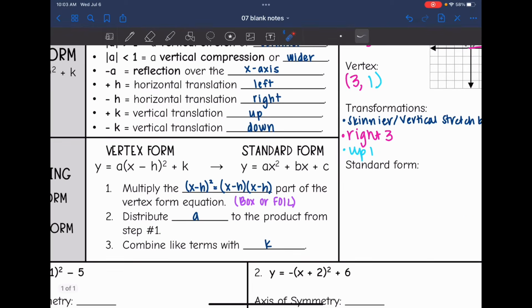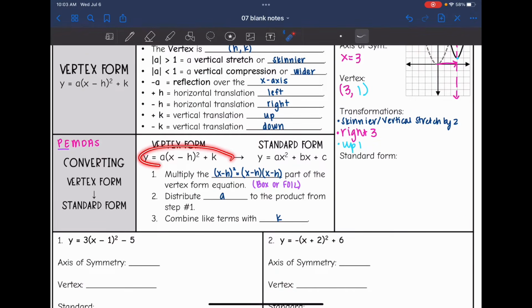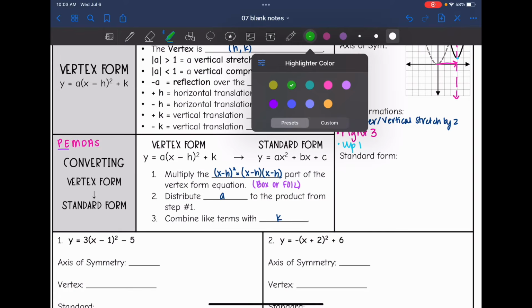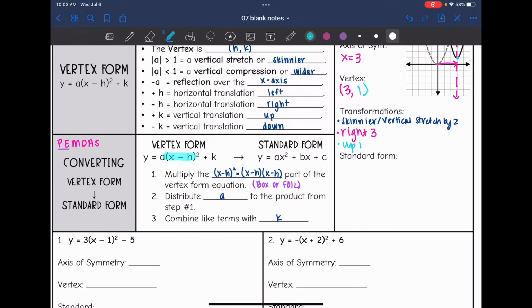Another thing that we are going to do today is convert from vertex form to standard form. So the first thing that we need to do is multiply the x minus h squared. And remember, we do not just distribute that squared. That means x minus h times x minus h. So we can either use the box or FOIL, or if you remember that perfect square trinomial pattern, you can use that too. Make sure you're not just distributing the square though. Use one of the methods that we have learned to multiply. Then after we multiply this, you're going to distribute the a to that product, and then you will combine like terms with k.